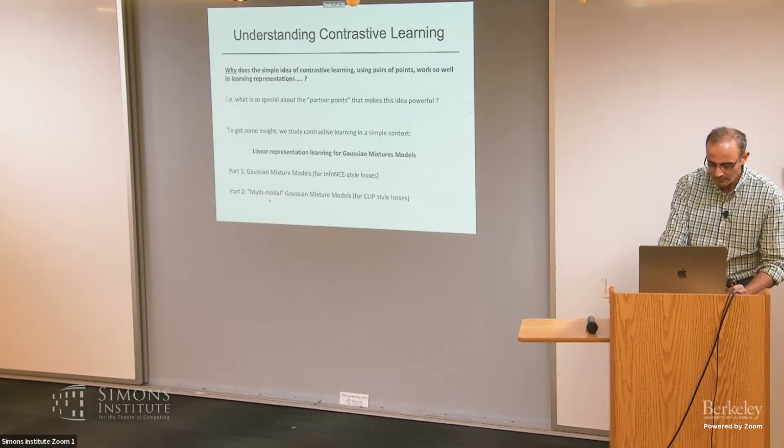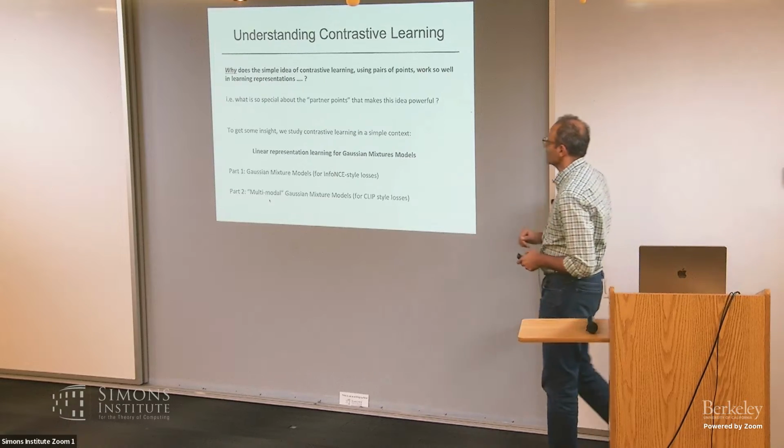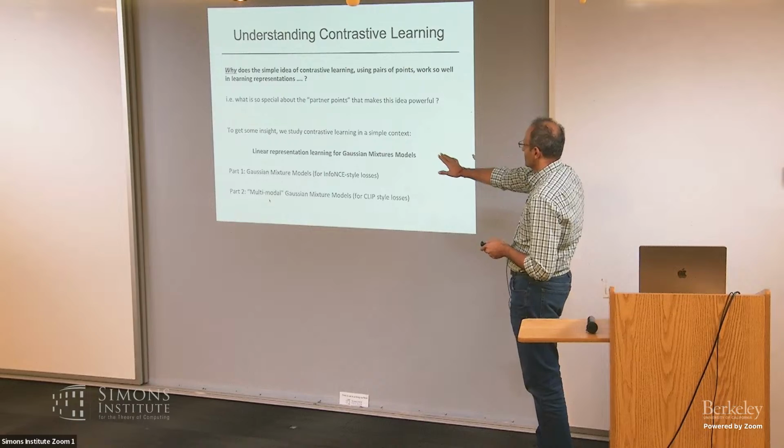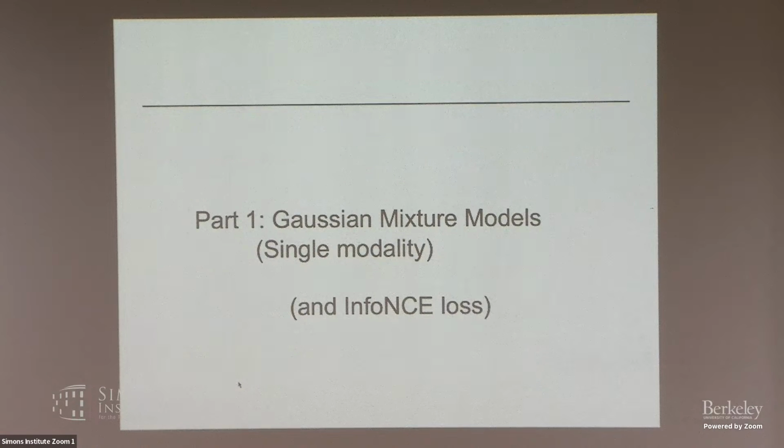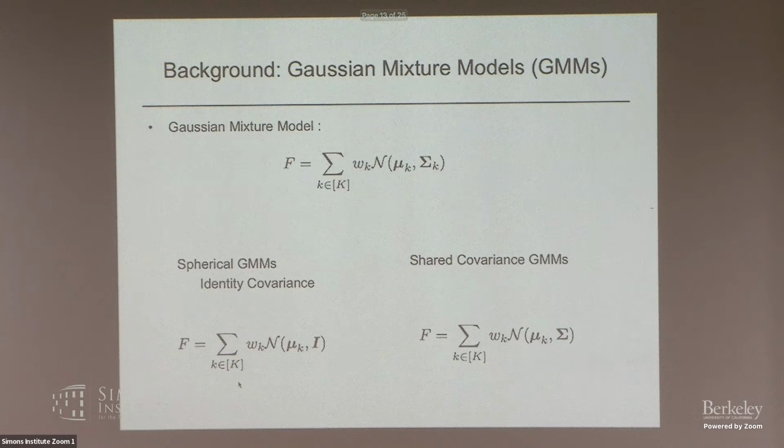Okay, right. So this is what our talk is going to be about. We're going to study contrastive learning in a very simple context, which is a Gaussian mixture model, either multimodal or single modal, depending on the kind of loss you want to look at. So first, let's look at a single mode with InfoNCE loss. Just some brief background, mainly for notation. So what is a Gaussian mixture model?